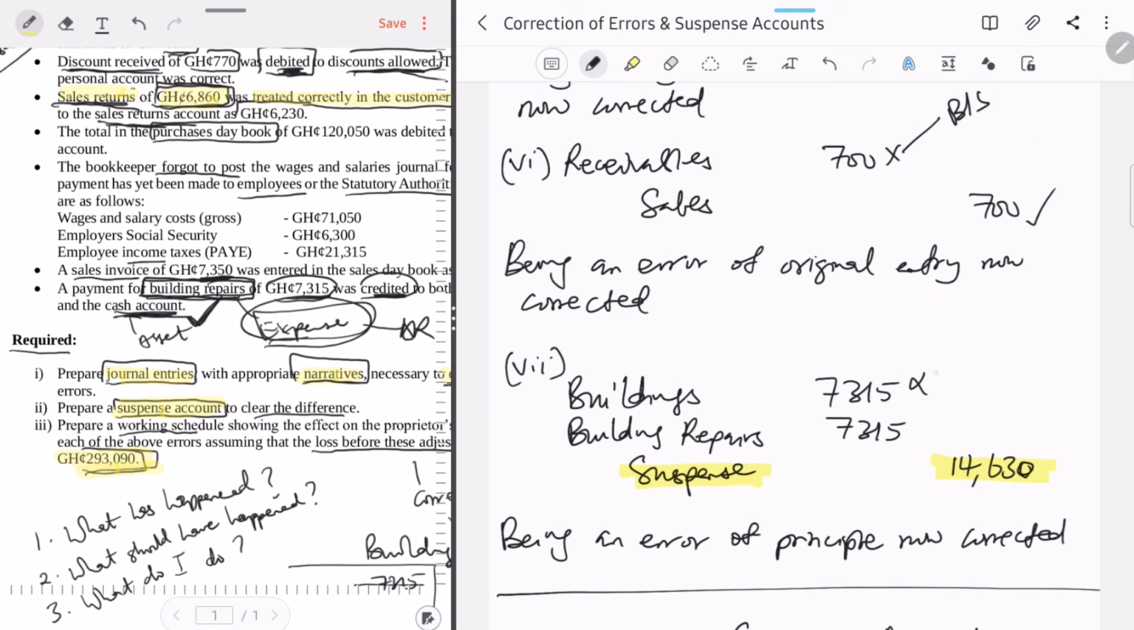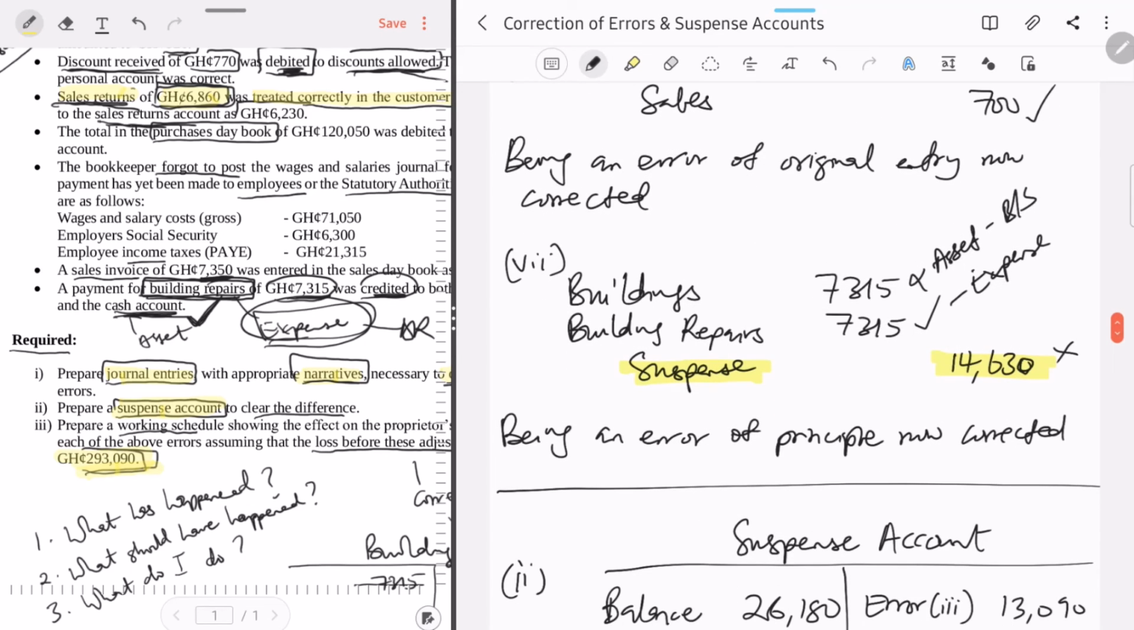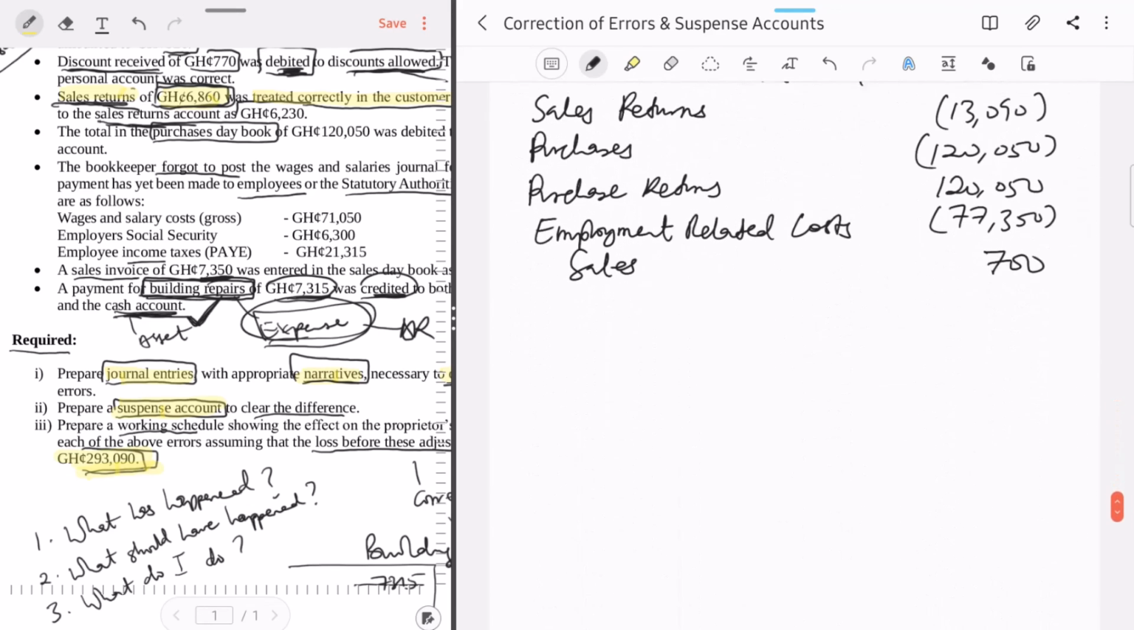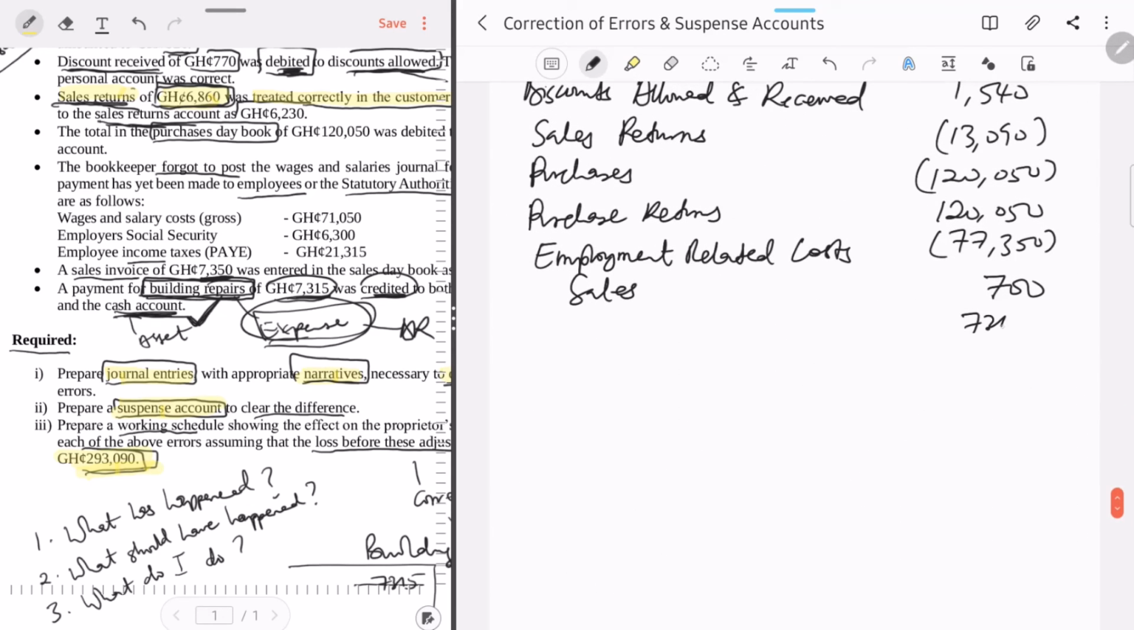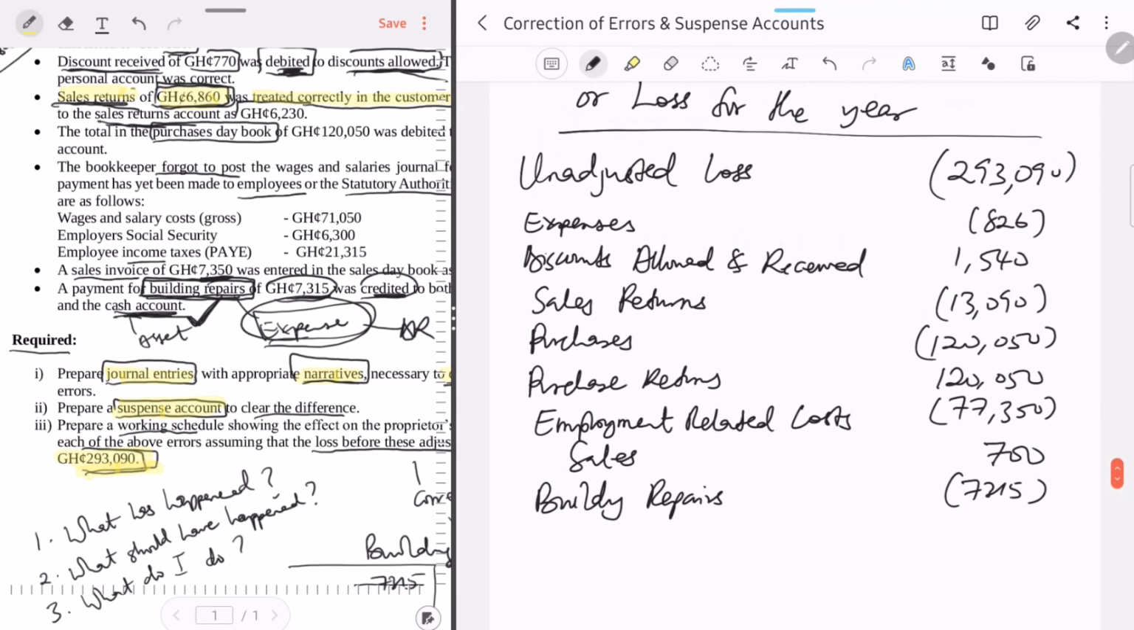Buildings, no, this is an asset on the balance sheet. Building repairs, yes, this is an expense on the income statement. Suspense, nope. So since this was debited as a correction, I'll deduct, remember the rule, deduct debit, add credit. So I deduct 7315 as building repairs. So 7315 deducted as building repairs. Okay, so now I can sum everything up.